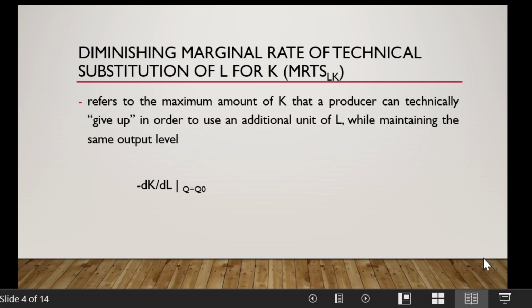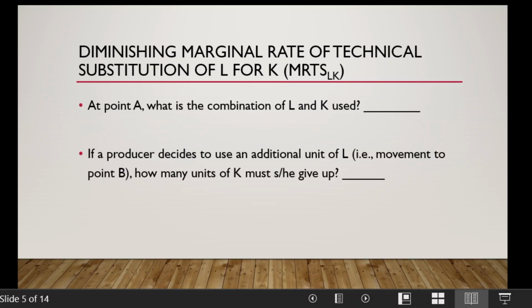So, it refers to the maximum amount of K, or capital, that a producer can technically give up in order to use an additional unit of L while maintaining the same level of output. Okay? So, negatively sloped siya. So, let's see.